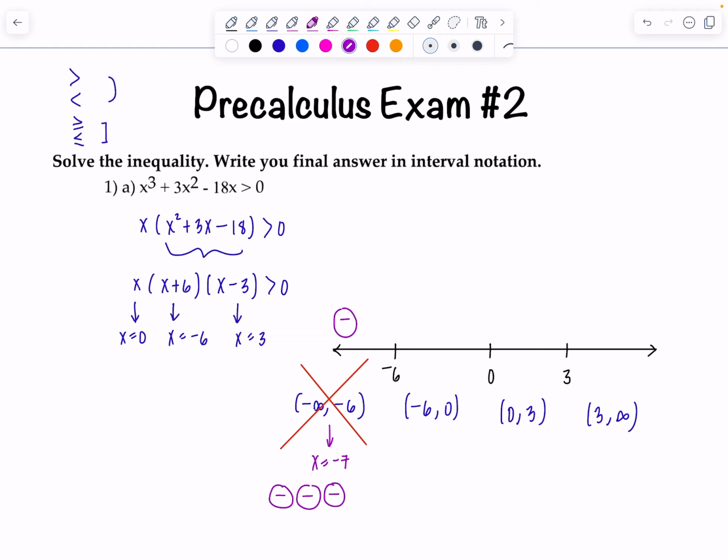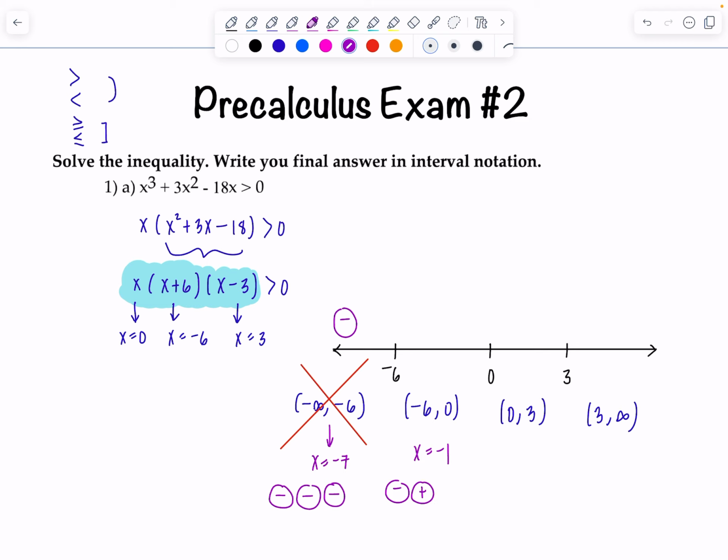So from negative 6 to 0, what do you want to test with? You could do negative 5. You could do negative 1. Let's do negative 1. And again, I'm coming back right here, and I'm testing the sign of each of the factors. So this would stay negative, right? Negative 1. Negative 1 plus 6, this would be positive.